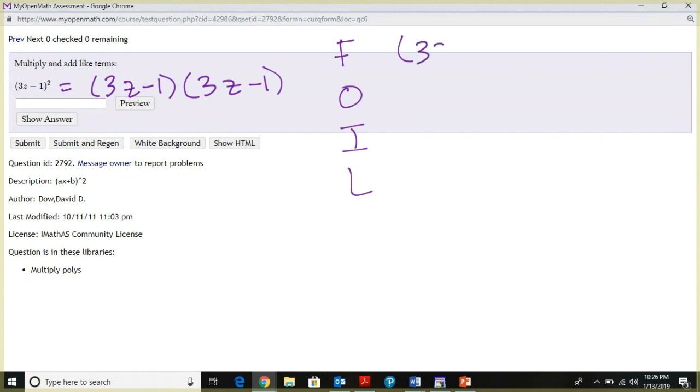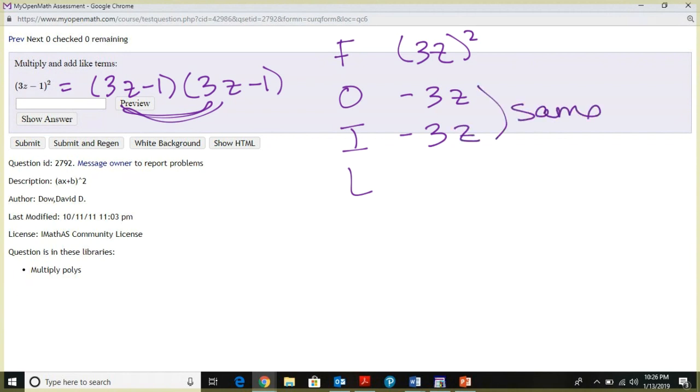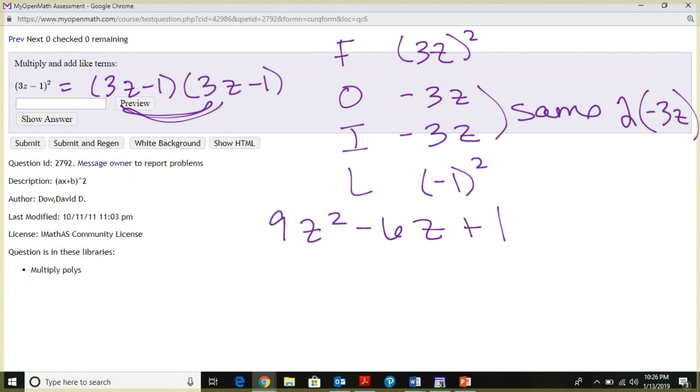So we would get the first one squared, right? Because they would go together. And then for the outer, you'd have negative 3z. For the inner, you would also have negative 3z. These two will always be the same. And then for the last one, you're going to get negative 1 times itself, so you'll get the last one squared. Notice the middle two will always be the same, so really it's double the product. So you'll get negative 6z. So if we foil this, we'll get 9z squared minus 6z plus 1.